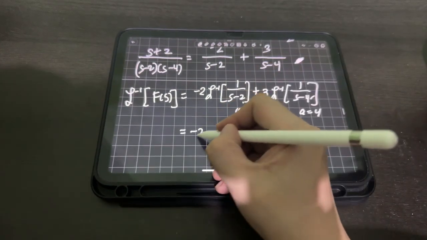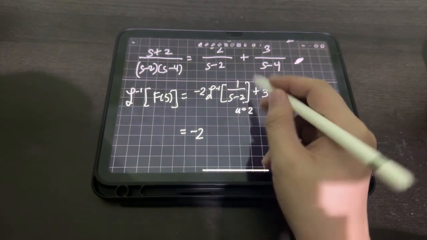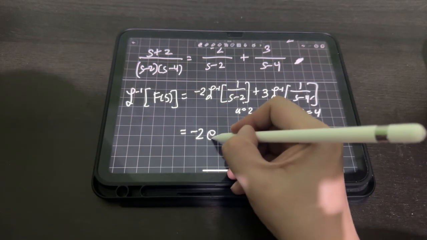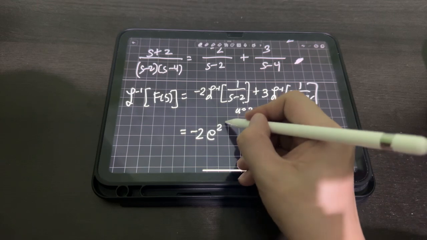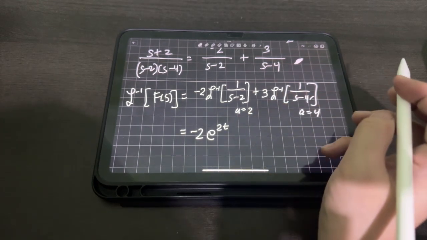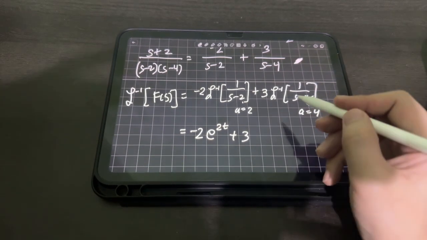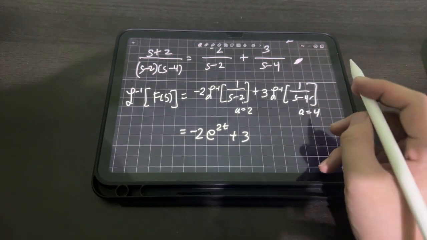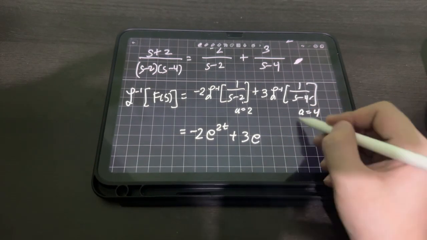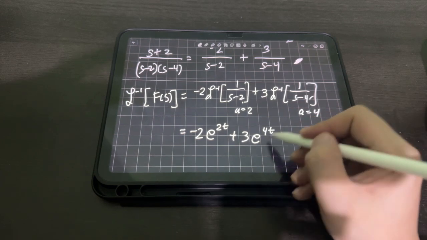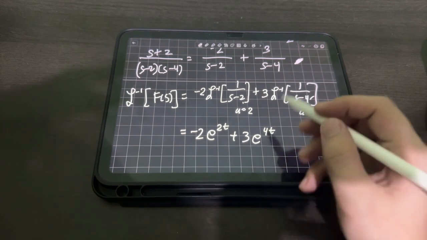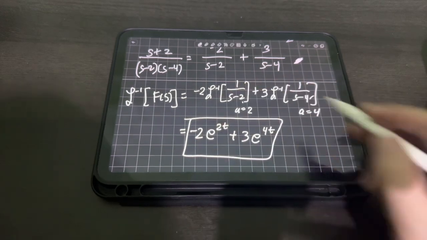So we have negative 2, inverse Laplace transform of 1 over s minus 2 is e raised to at. Therefore, we have e raised to 2t. Then plus 3, inverse Laplace transform of 1 over s minus 4 is e raised to at. Therefore, we have e raised to 4t. So this is the final answer.